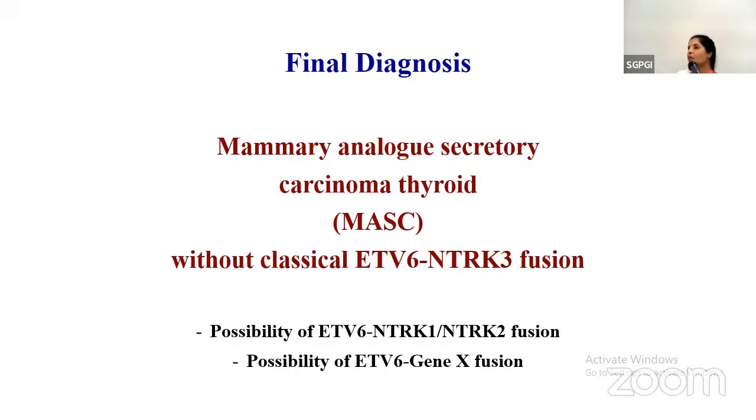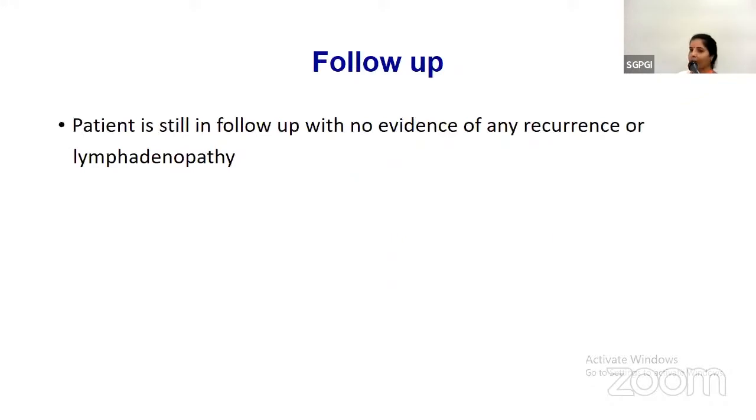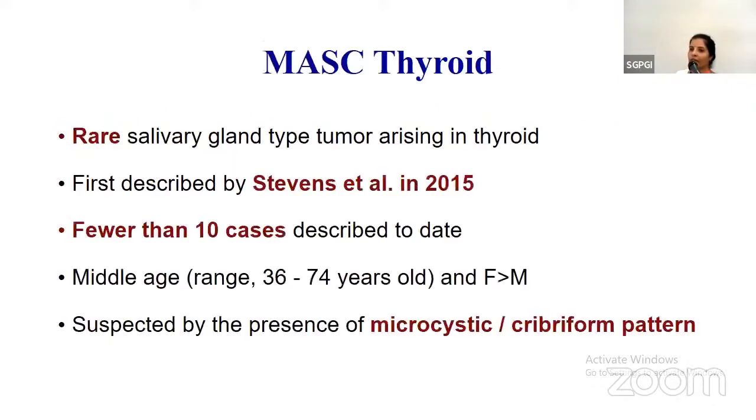So the histomorphological findings, pathology, IHC findings, and the molecular FISH findings can be explained by putting it under this category. The patient is still in follow-up. She has not developed any recurrence or lymphadenopathy, and she's in a perfectly fine and healthy situation.